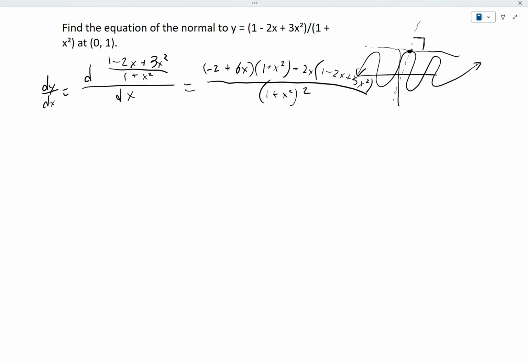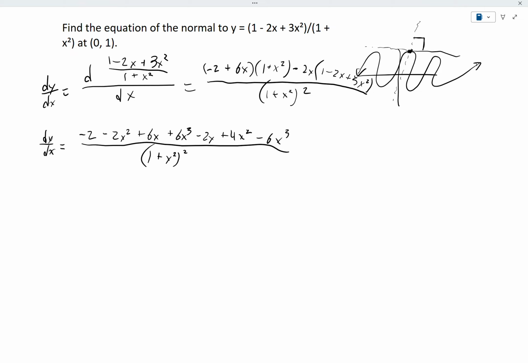So now what do we do? Well, simplify this down a little bit. So I'll do FOIL in the numerator here and distribute this 2x here. So I'll get negative 2 minus 2x squared plus 6x plus 6x to the third minus 2x plus 4x squared minus 6x to the third. And this is still all over our big denominator here.